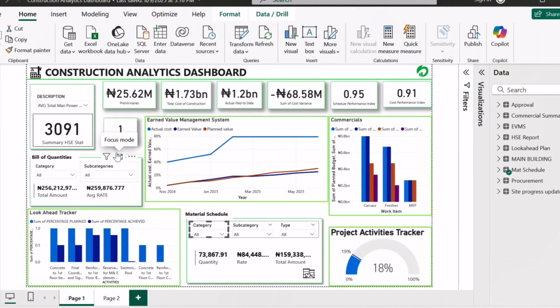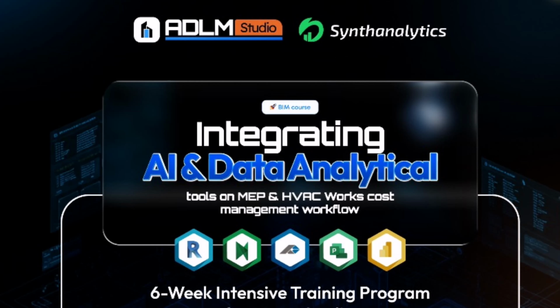This time around also, we are taking it a step further. We are looking at AI and data analytics in our MEP and HVAC workflow. We'll be looking at the part that data analytics is playing in the commercial aspect of things. And also later on, we'll be looking at how to fully integrate data analytics itself into the MEP and HVAC system itself so that we can have our system automated and seamless.